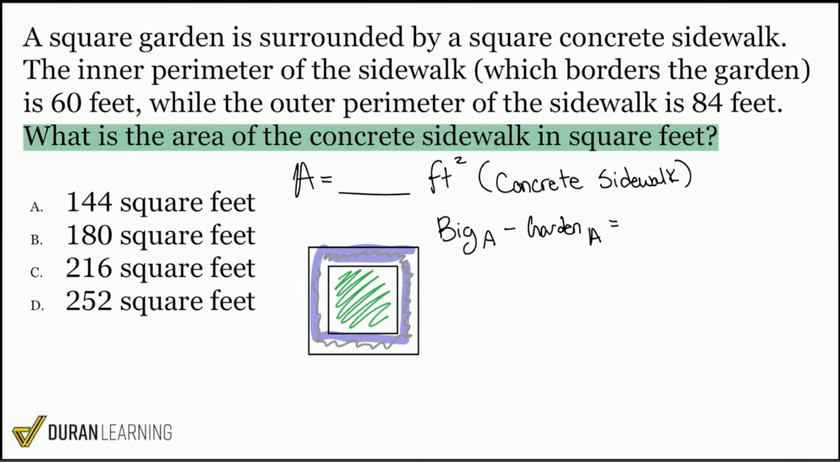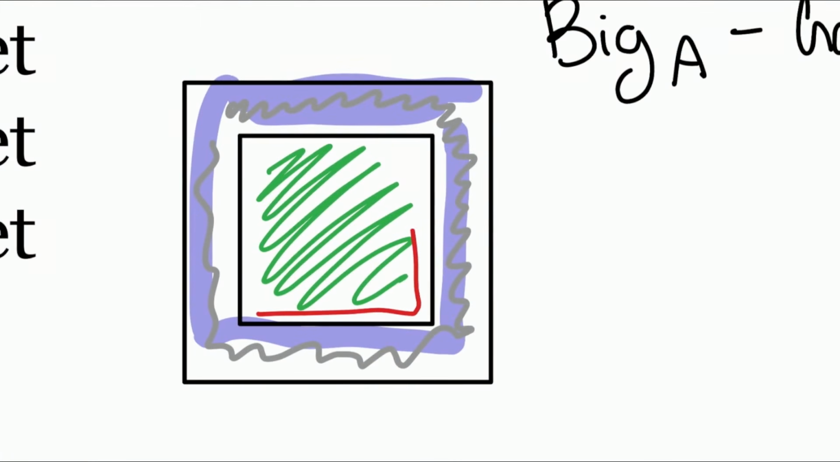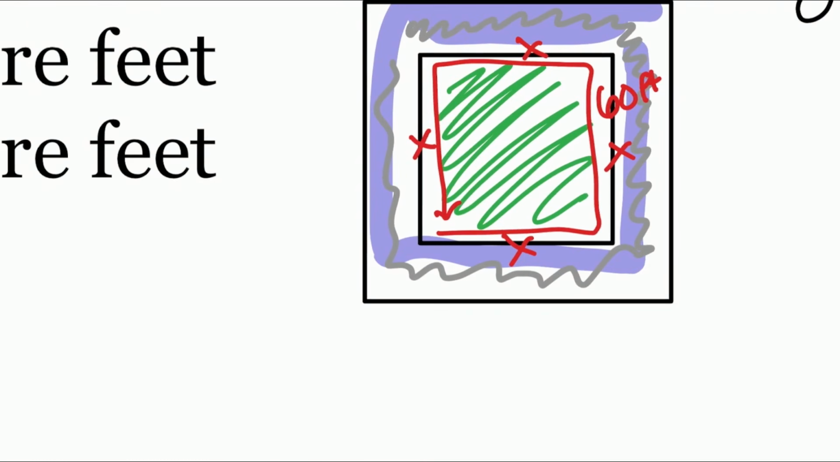But how do we find that answer? Take a look at the information. We see that it says the inner perimeter of the sidewalk, which borders the garden, is 60 feet. So that's a tricky one. This is an advanced word problem because we know that going all the way around, not the area, is 60 feet. But the great thing about squares is that we have 4 sides that are the same. So what's the side of that square going to be? You take your perimeter and divide it by 4 because you have 4 equal sides, and that gives you 15 feet per side.